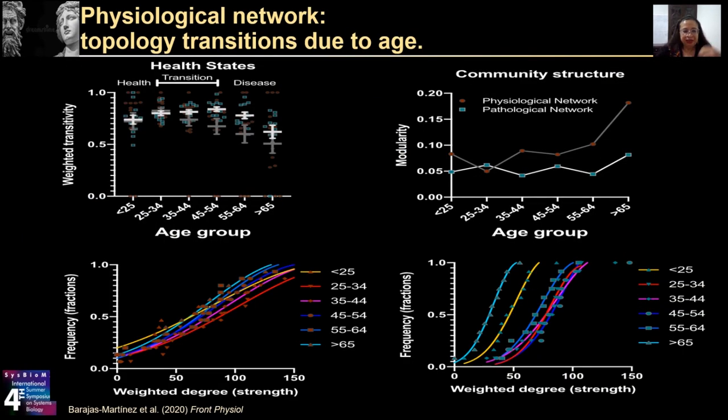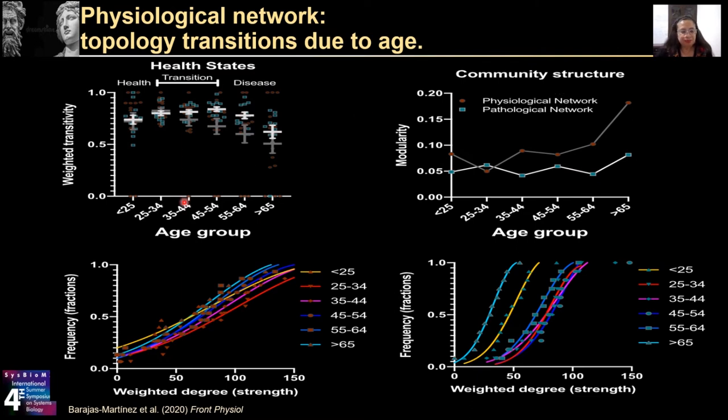This can be seen in these topological transitions due to age that are plotted here. Here we consider the weighted transitivity on different ages. And as you see, from health to disease, we had a transition region that is between 20 and 50 years old. The community structure is also changed in a physiological network of healthy subjects and of subjects that had pathological conditions. In this particular world, we considered subjects that had metabolic disturbance.